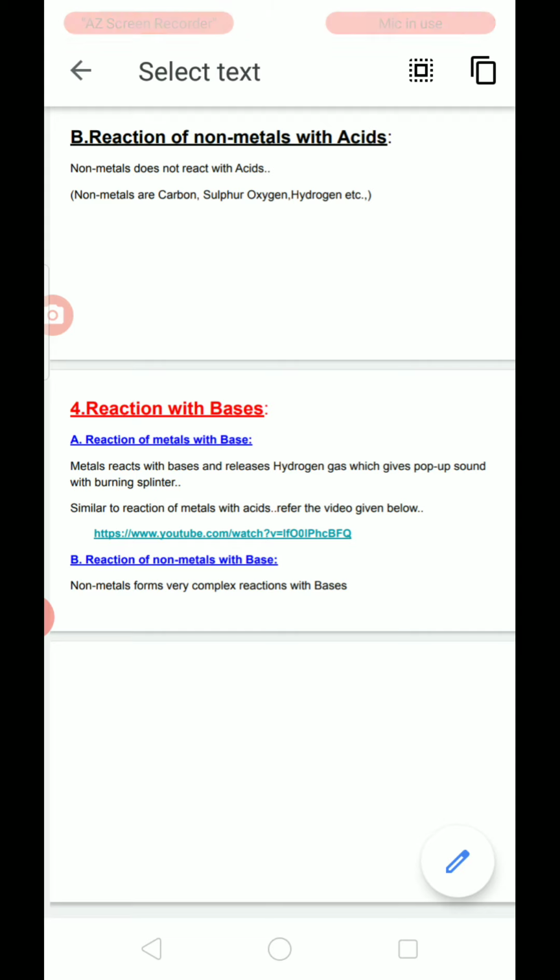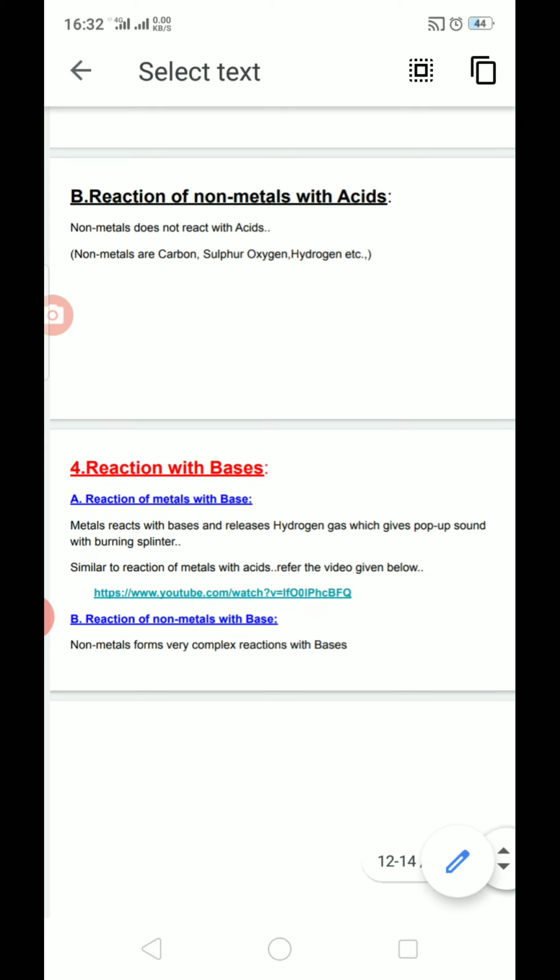Next one is reaction of non-metals with base. Generally non-metals means carbon, sulfur, hydrogen, these are non-metals. They also react with the bases, but they are very complicated reactions. Complex means complicated reactions, which we can see in higher classes.